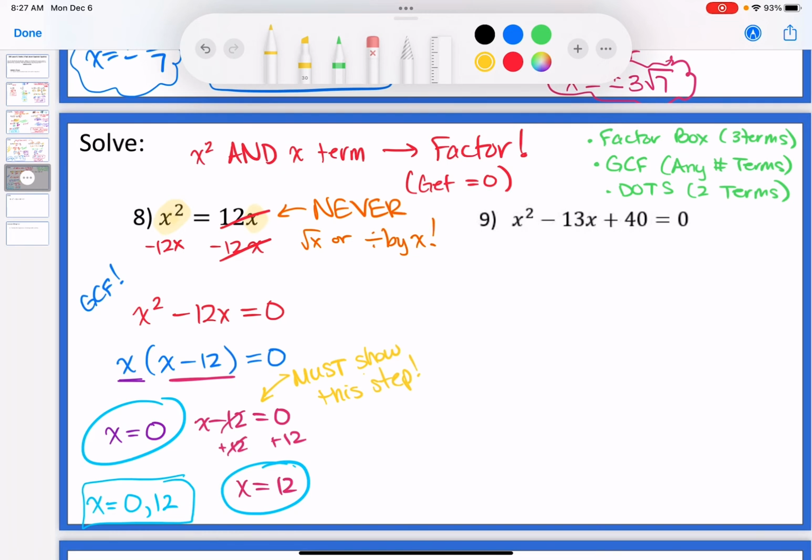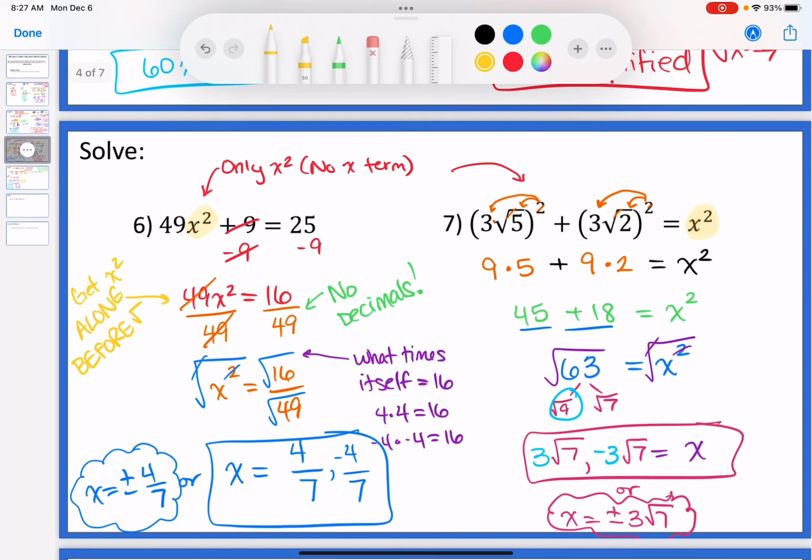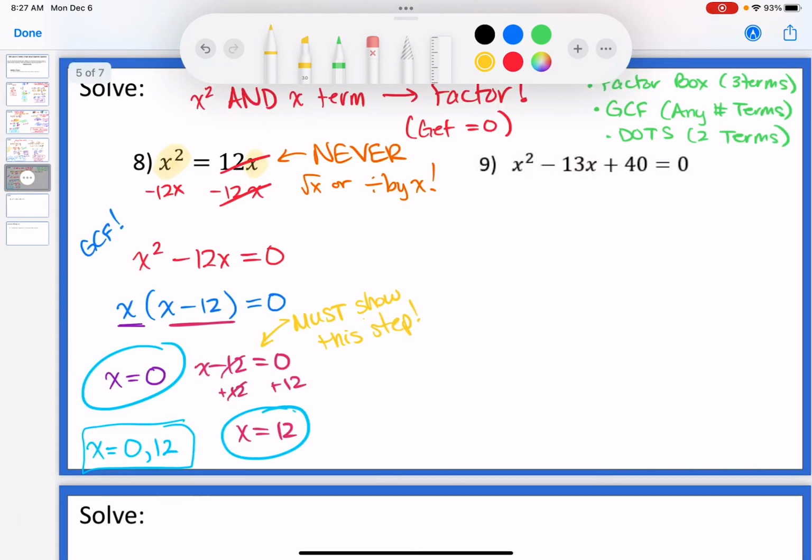Remember, when I have that quadratic equation, the x squared, most of the time you're going to have 2 answers. Here's my 2 on this one. If you look back on the last ones, it was the plus and the minus. Those are my 2 answers, right? So that's your indication. All right, if I'm looking at number 9, x squared minus 13x plus 40 equals 0.